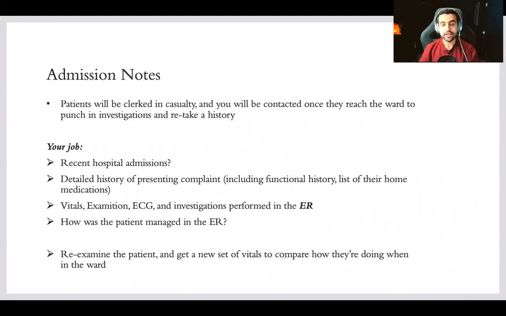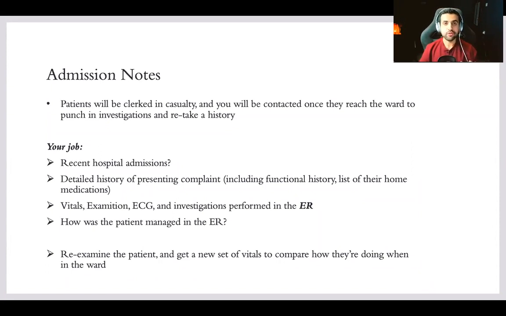Then you want to go into detail here with the list of their home medications. You want to know exactly what they're taking because it's very, very important for your team to know, so that they can include these medications in the plan.